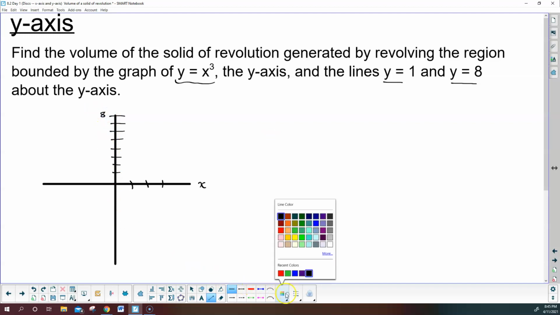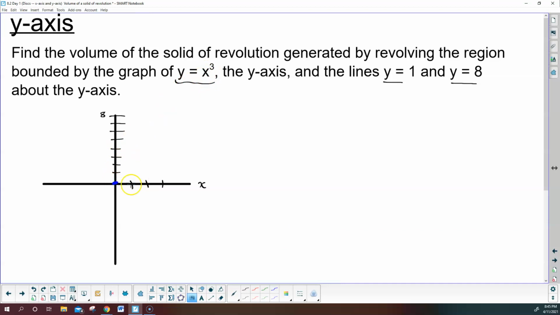So let's just plot some random points. If I plug in 0, if x is 0, my output is 0. What if x is 1? Well, the cube of 1 is 1. What if x is 2? The cube of 2 is 8. So that would come up here. And then here's the function. You could draw it going up with an arrow if you want. You could even draw this, because that's the cube function.